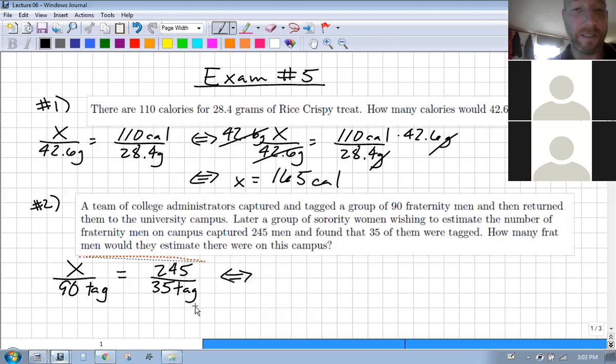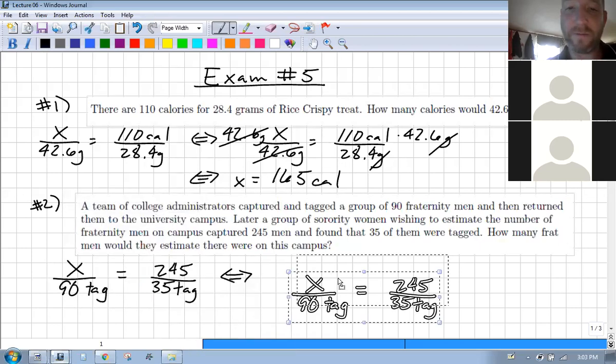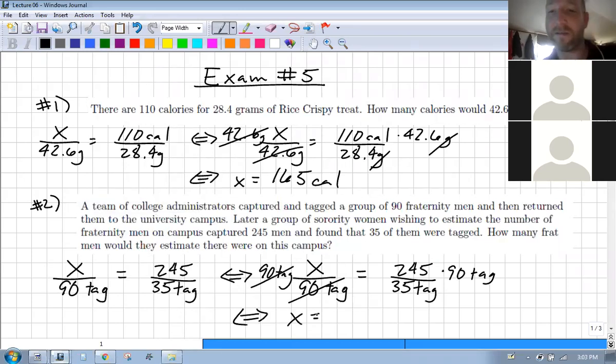So now we just need to solve for X. We'll multiply both sides by 90 tagged. So X is 245 times 90 divided by 35, which gives us 630.